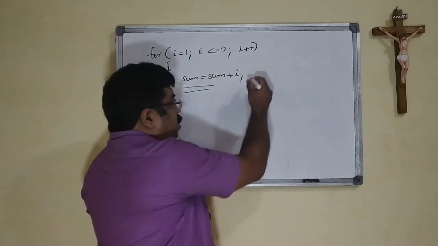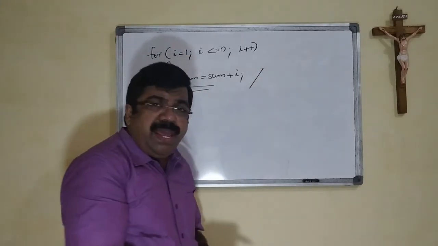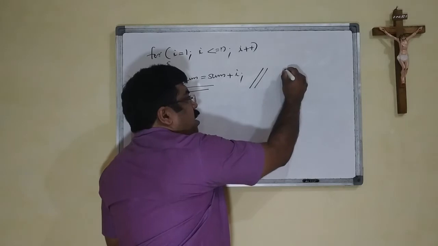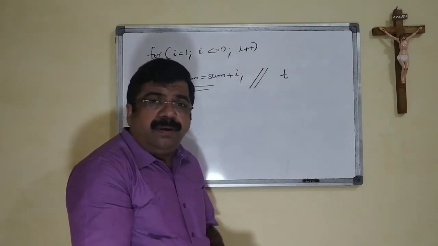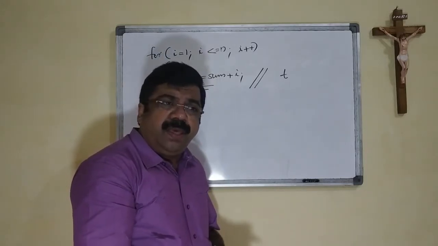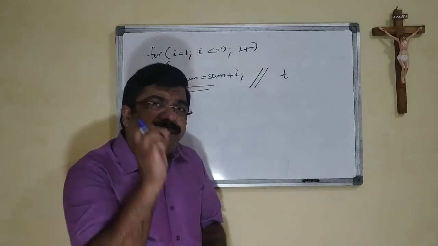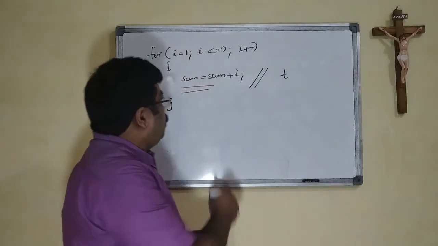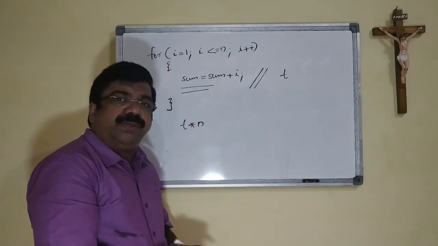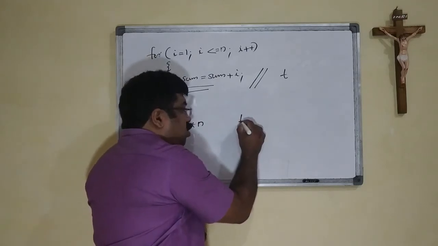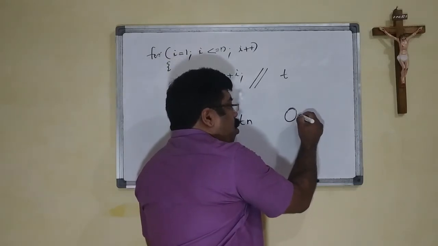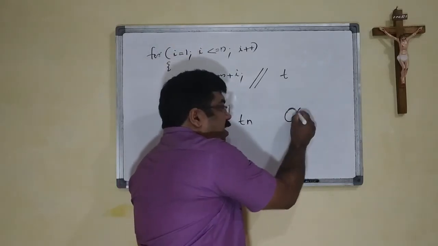We assume that whatever the statements are, the total time taken by all the statements in that loop is considered as t, t number of seconds or something. So we calculate the total time taken by the loop as t into n number of times, that is equal to tn, or we say the complexity as O(n).